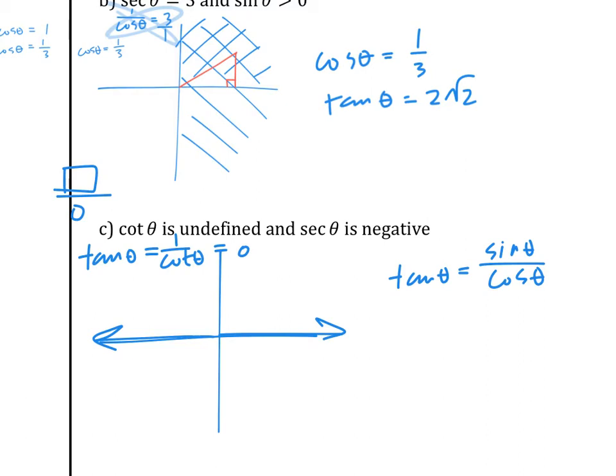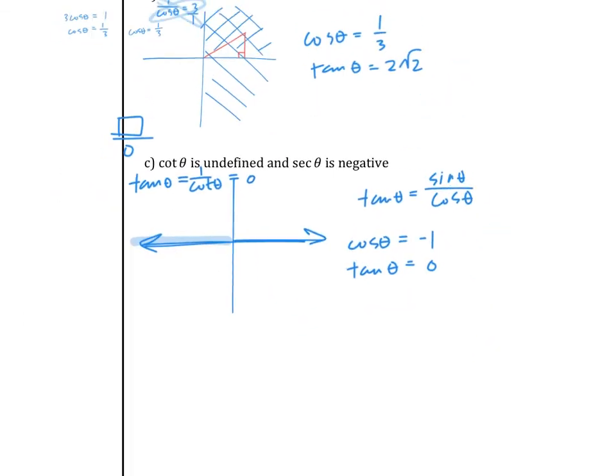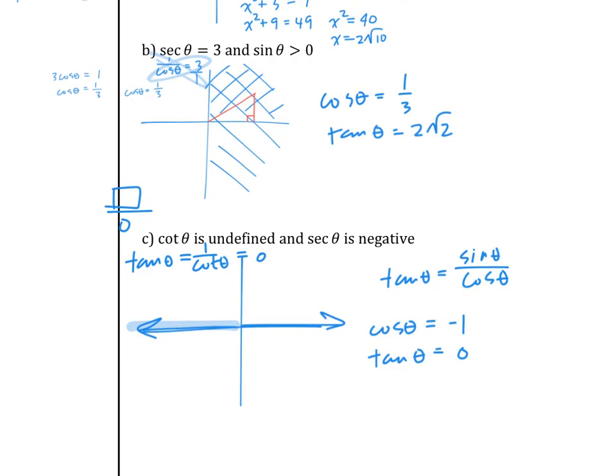Okay, and then since secant is negative, cosine has to be negative. So cosine has to be -1. And then tangent is 0. Okay, I think that's the end of the page. Okay, next page.